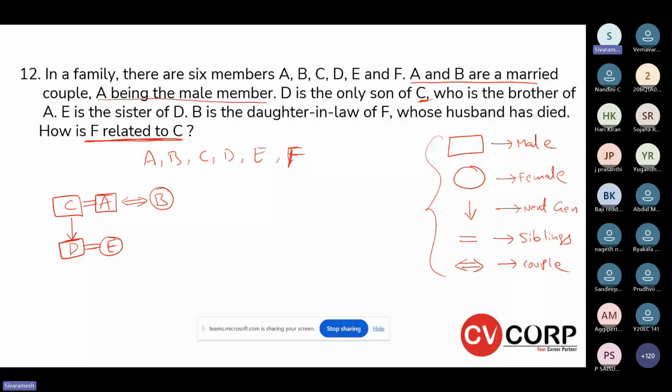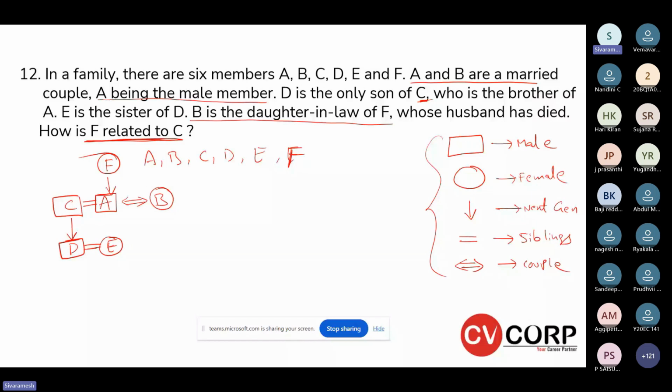Next, B is daughter-in-law of F. B is daughter-in-law of whom? F. So obviously F should be A's parent. Not sure whether F is mother or father of A, but I can surely say that since B is daughter-in-law of F, F should be A's parent. They have also mentioned that F's husband has died, which means F should be female. Now, what's the relation they are asking?